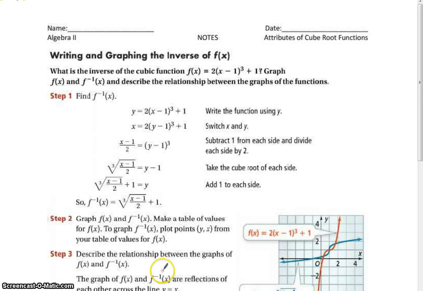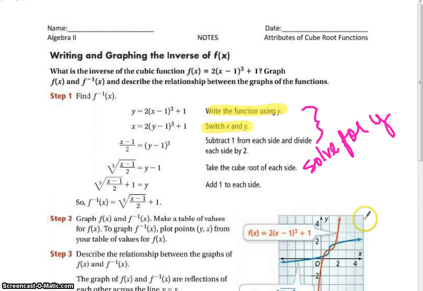Okay, inverse. We studied inverse a long time ago, and you use the same rule now. When you are going to find the inverse, this is your starting point, okay? You rewrite it with y instead of f of x. Then you switch your x and y, and then you solve for y. Those are your 3 steps. Rewrite it with y, swap your x and y, solve for y.